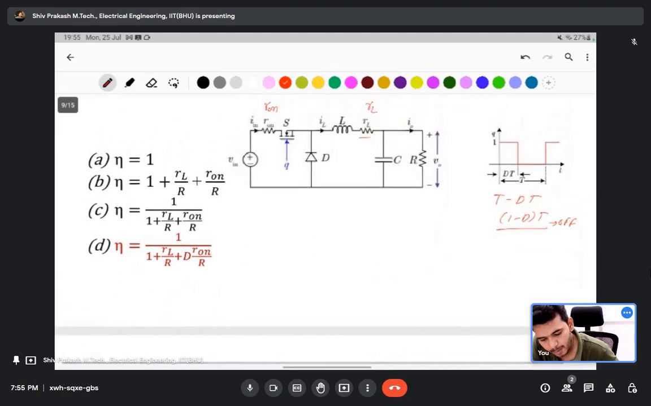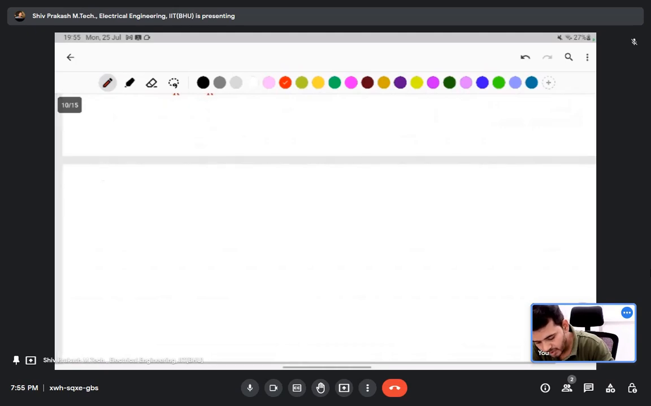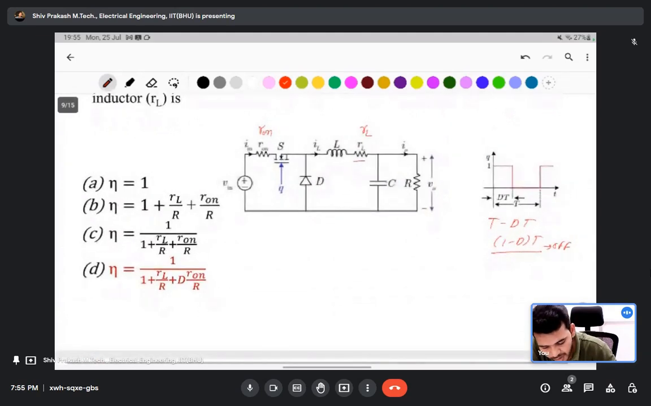First of all, draw the circuit. When the switch is on, what do you see there? If the switch is on, then this one is connected to this, and the voltage across it is positive here, negative here. The diode is reverse biased, and the circuit is completed from this one to this one. In this period, the inductor will get charged.